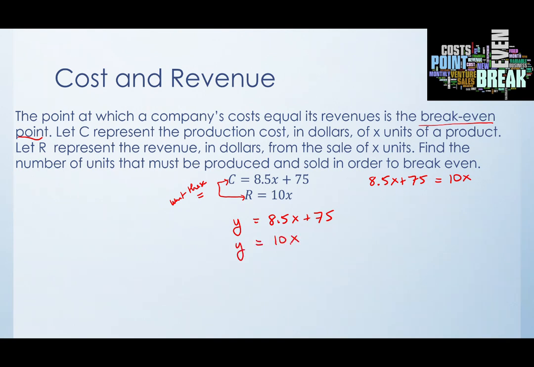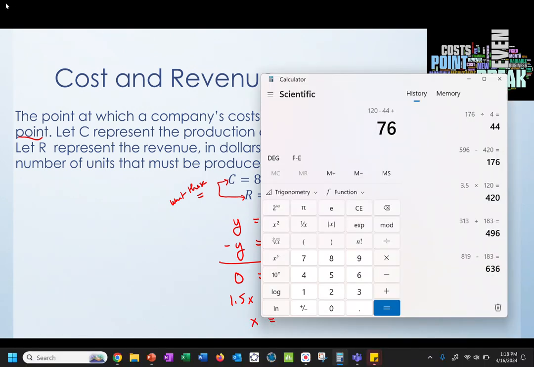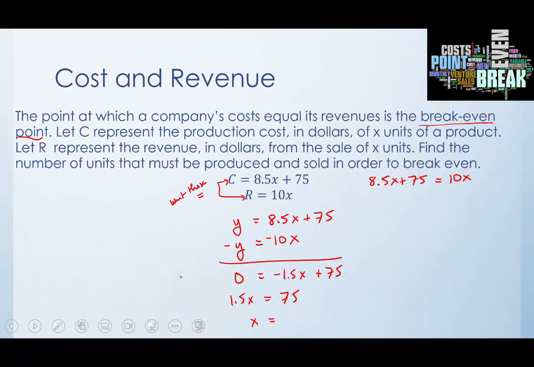Then I'm going to subtract the second equation from the first. I'm going to get 0. 8.5 minus 10 is going to be negative 1.5x, and 75. So we've got 1.5x equals 75. So x will be whatever 75 over 1.5 is. Let's try that again. 75 divided by 1.5 is 50. So we should have to sell 50 units.